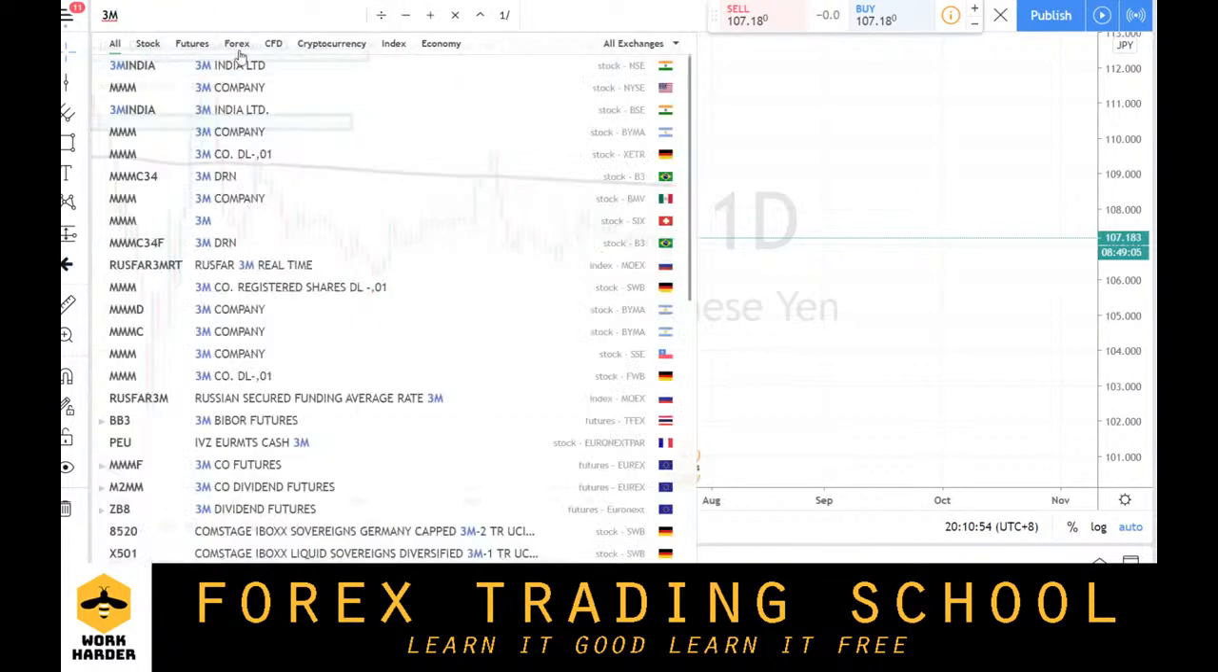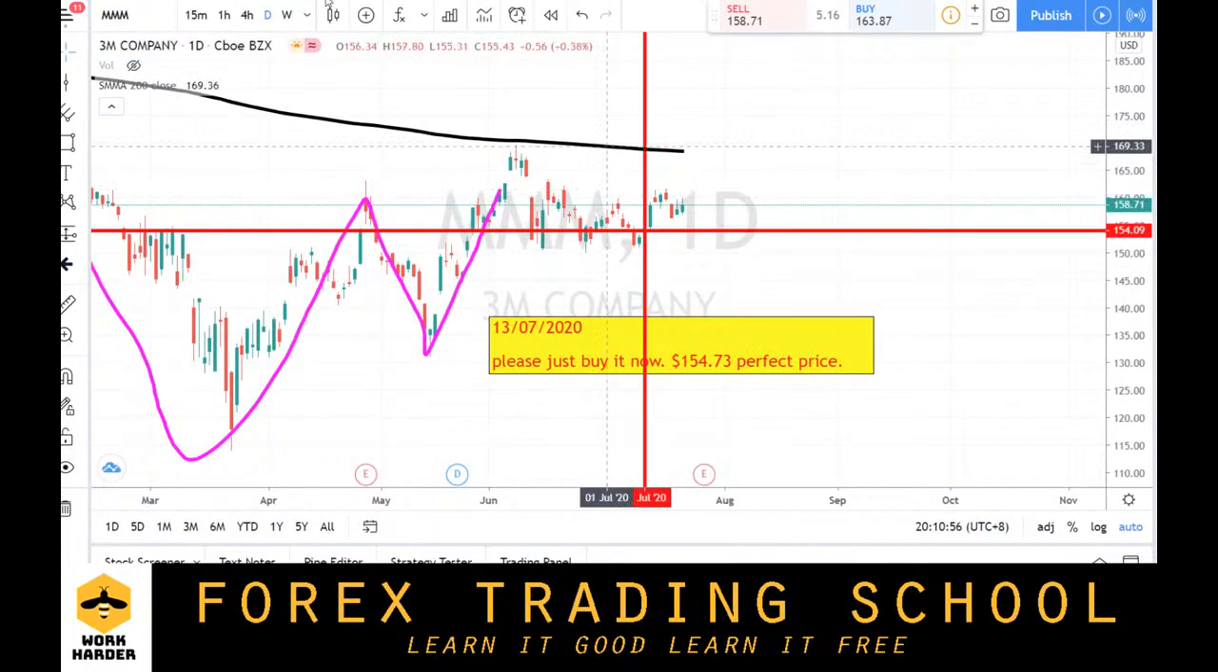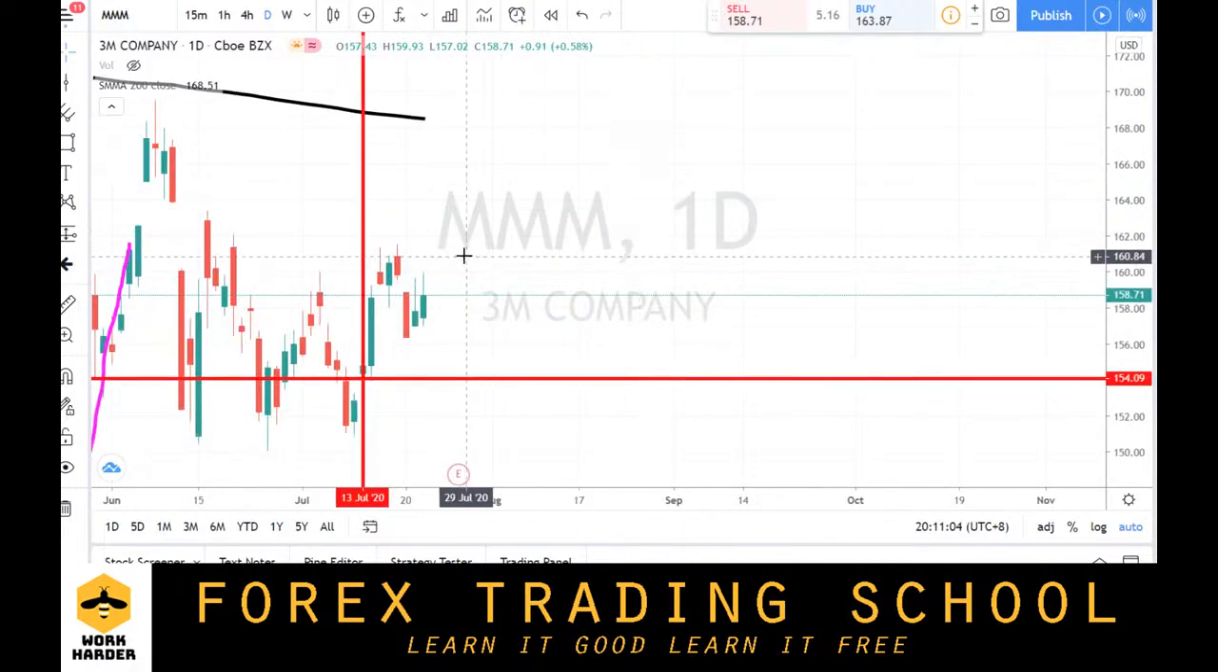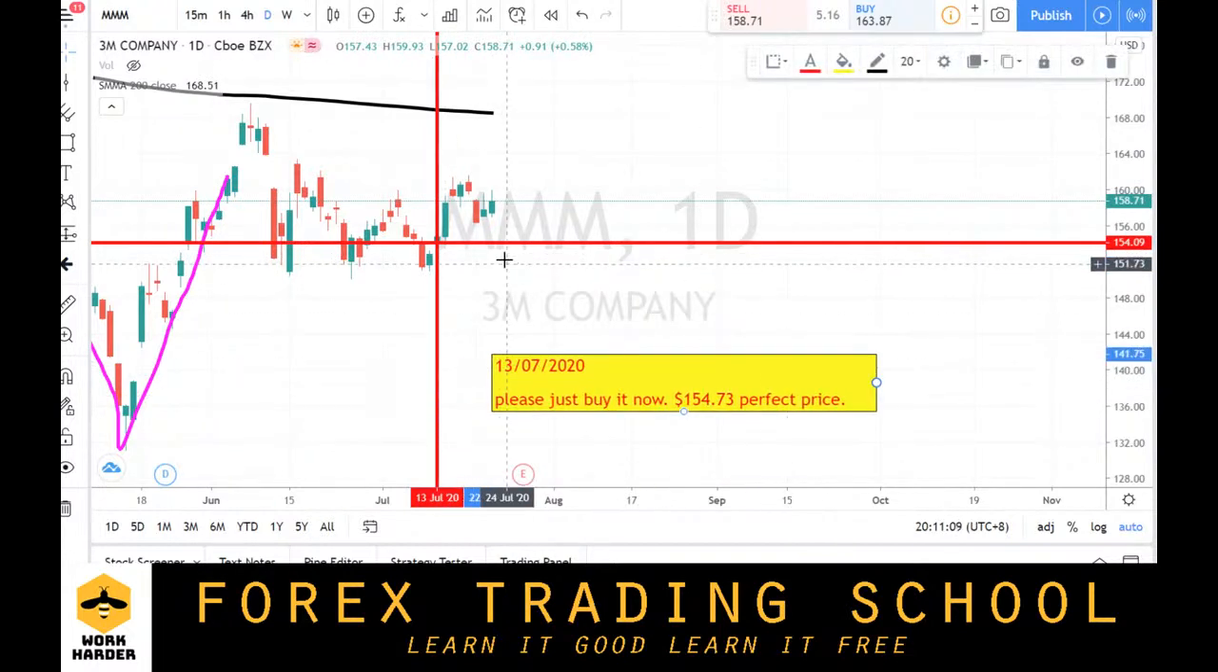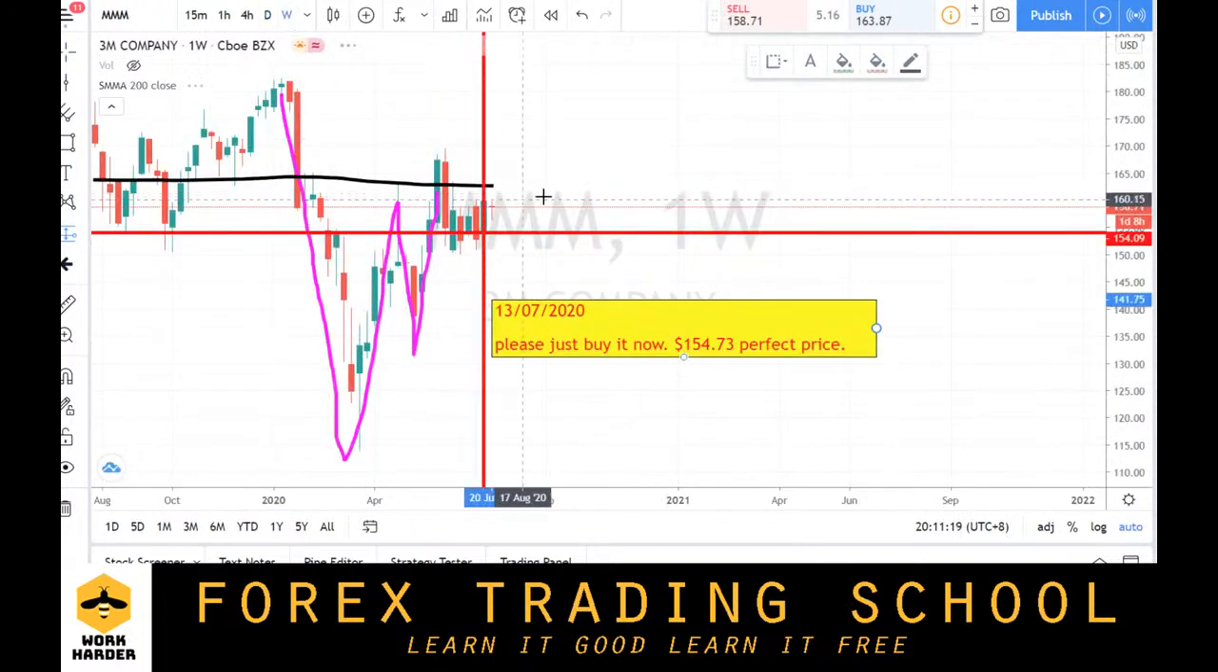Let's talk about 3M, which we previously entered. This is 3M company. Okay, this red line, we bought here on this red line. It was 10 July or 13 July. Okay, we bought this in July, 154.73. We entered, and this was the analysis we did before.